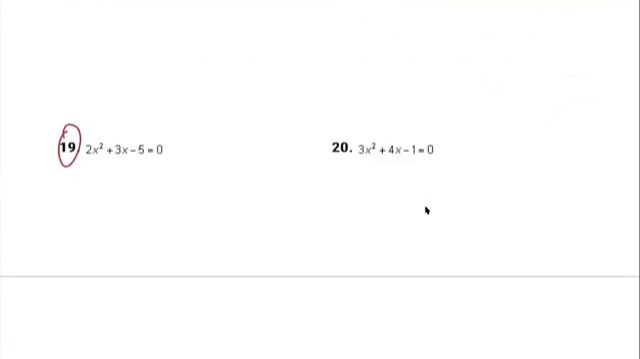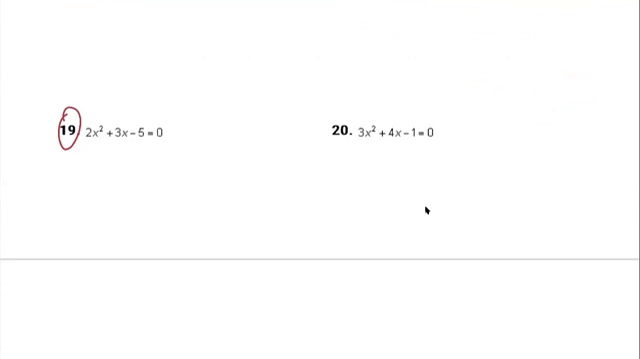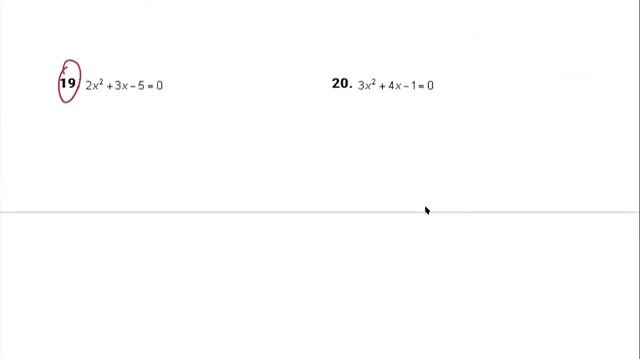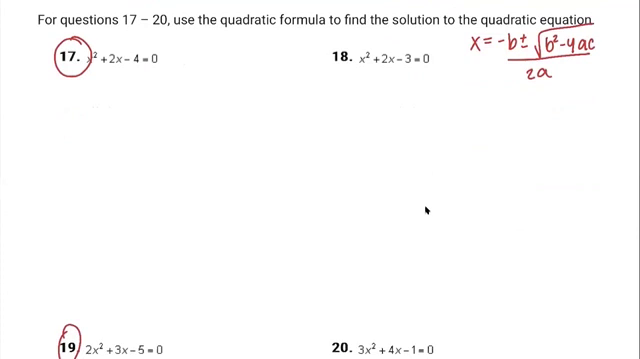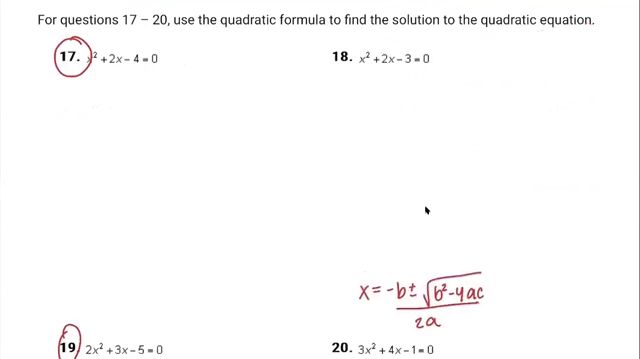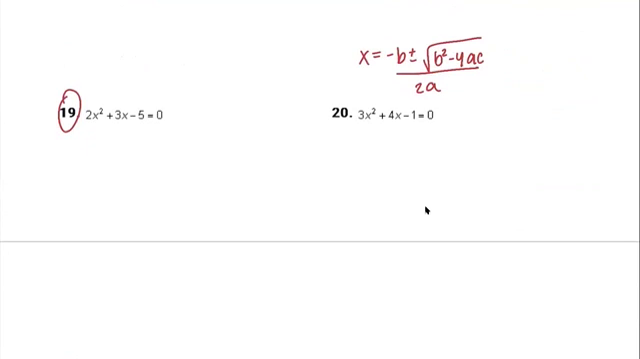All right, so if we start off here with 19, our key here is just to find the values for A, B, and C, and then we plug them in, right? So A is equal to 2, B is equal to positive 3, and C is equal to negative 5. All right. So we have those values. Then what we do is we just plug them in.